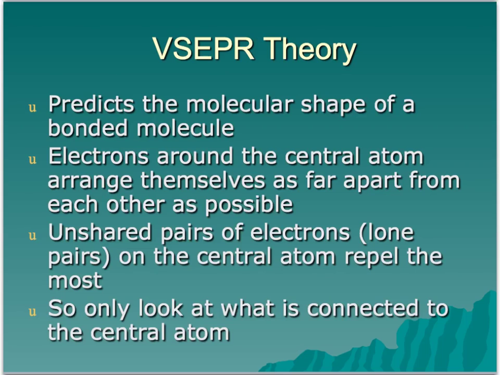Unshared pairs of electrons, which we also call lone pairs, on the central atom are going to repel the most. So they need a little bit more space than electrons that are paired. So what you're doing when you use VSEPR theory to try to find the shape of a molecule is looking at what's connected to the central atom.